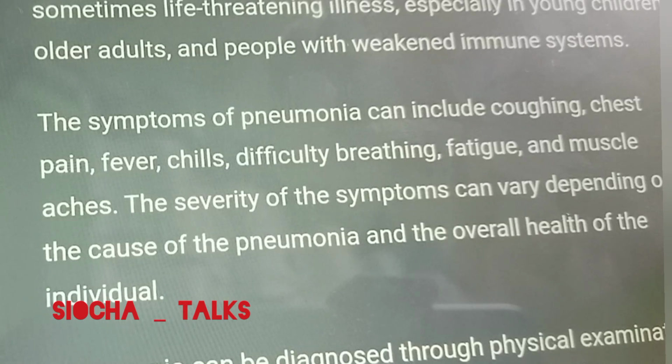Pneumonia is a type of lung infection that causes inflammation in one or both lungs. It is usually caused by bacteria, viruses, or fungi, and it can be a serious and sometimes life-threatening illness, especially in young children, older adults, and people with weakened immune systems.